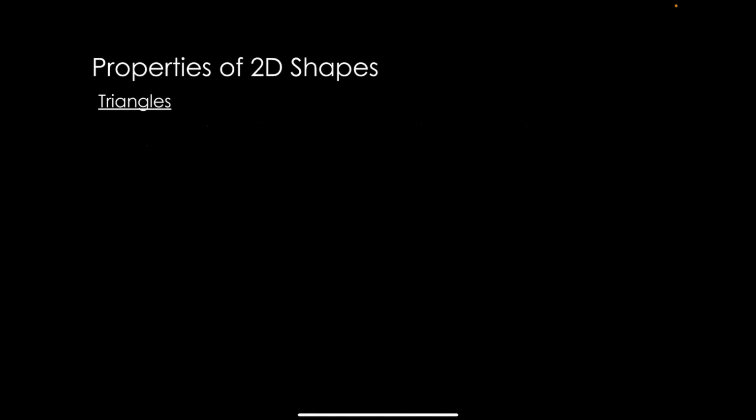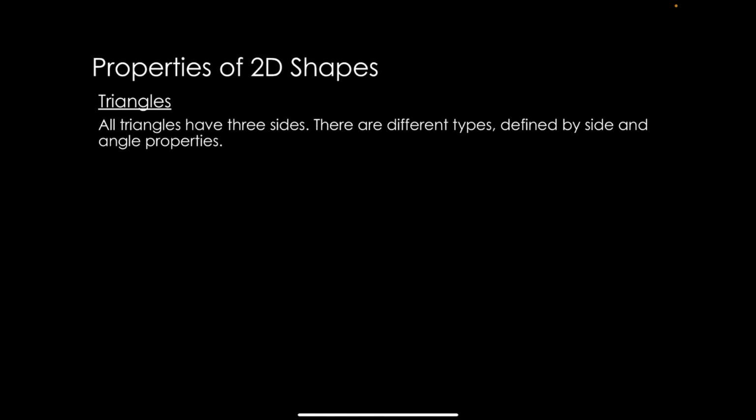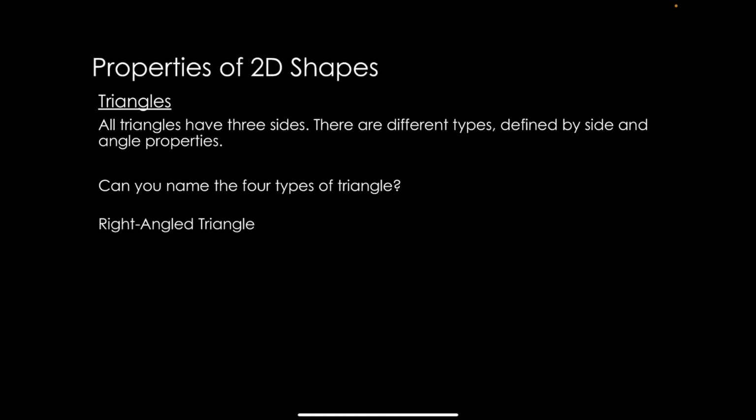Okay, so triangles then. All triangles have three sides, and there are different types, defined by side and angle properties. Can you name the four types of triangle? Again, pause the video and see if you can write down all the four types of triangle. Okay, if you've had a go at that, here are the four types. We've got a right angle triangle, an isosceles triangle, an equilateral triangle, and a scalene triangle. Let's just have a look at those in a bit more detail.